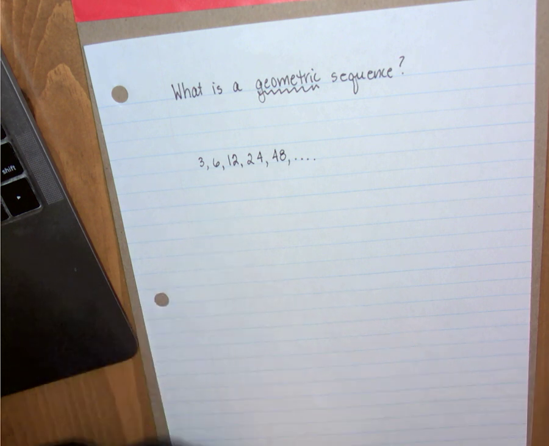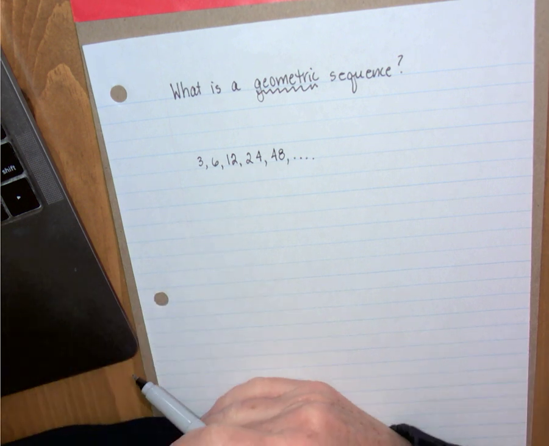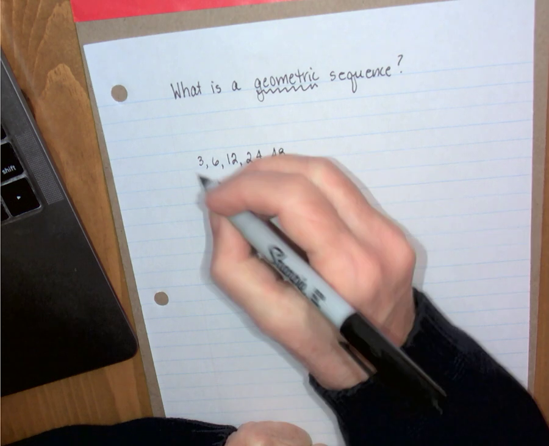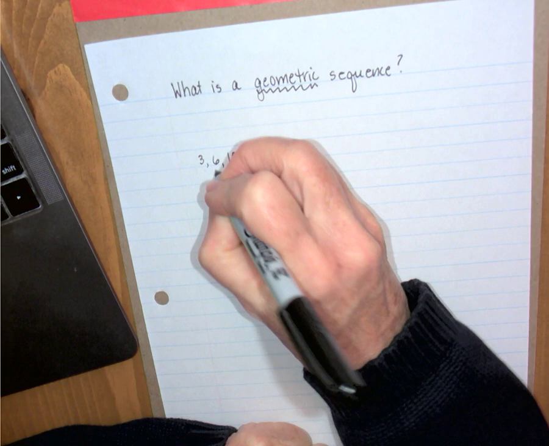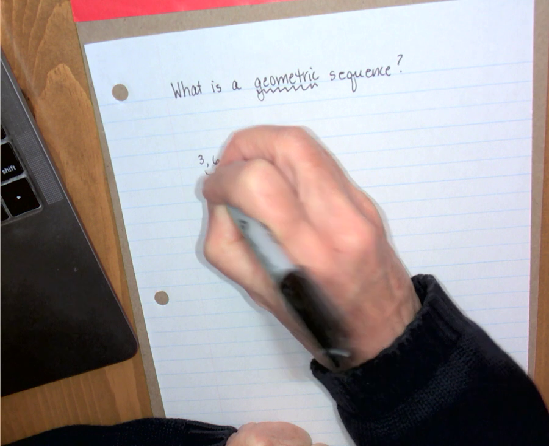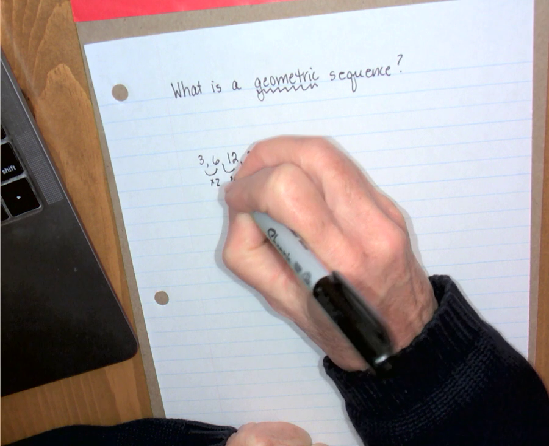And here's an example of a geometric sequence. And with any sequence, what's the rule? Well, the rule is we start with 3 and multiply by 2. So times 2, times 2, times 2.